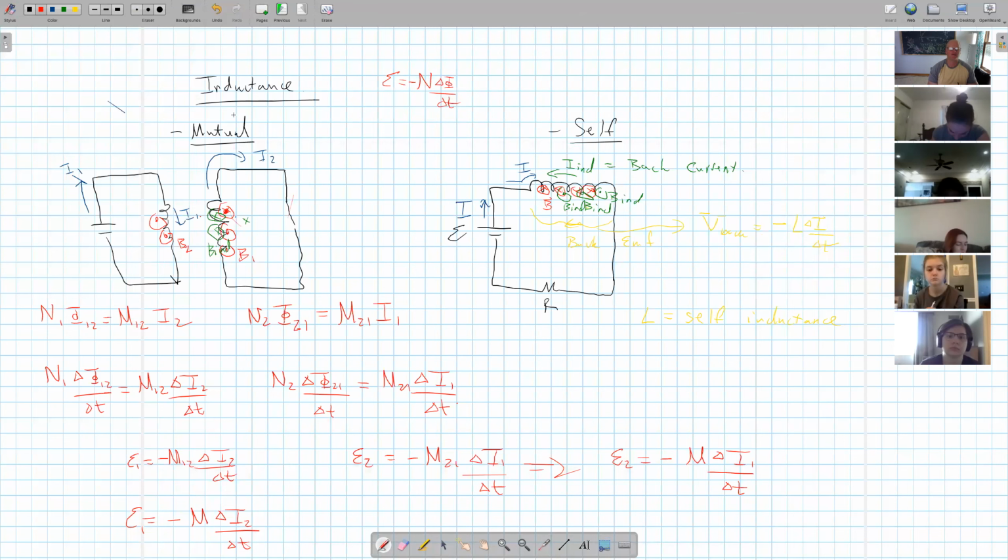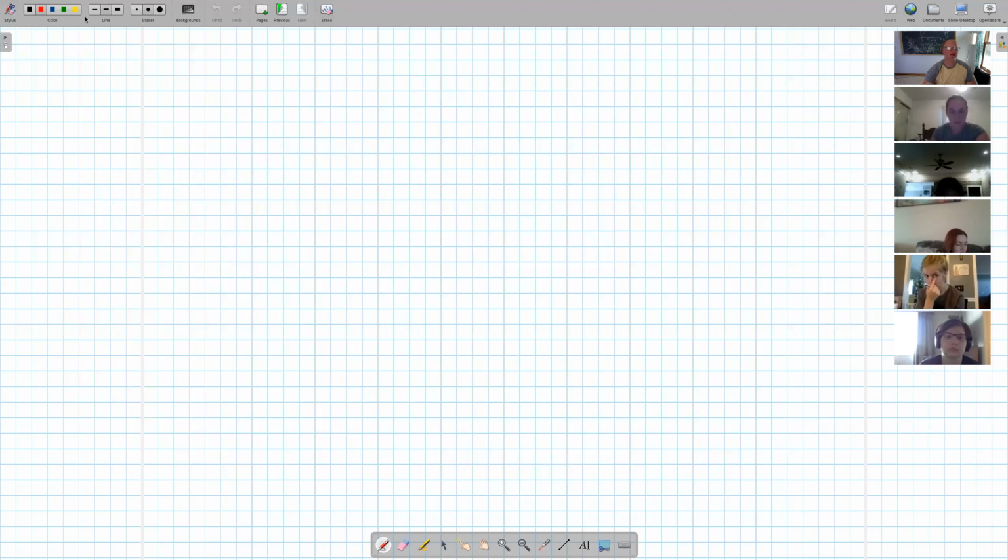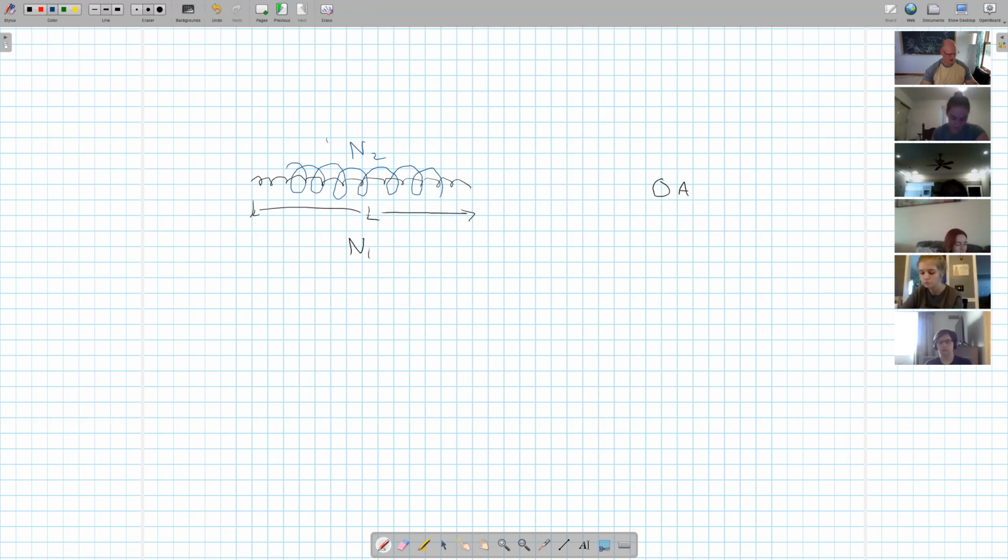So let's draw what's happening here. I have my small, thin solenoid here. If I look at it from the front view, it has a cross-sectional area A, and it has a length of L, and it has number of turns N1. Wrapped around that, I now have a larger solenoid, which has N2 turns. What we want to know then is, again, what is the mutual inductance?